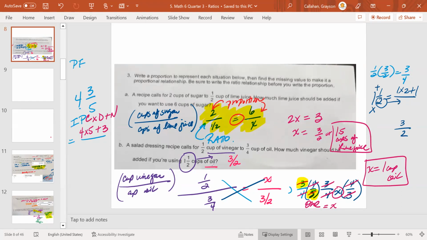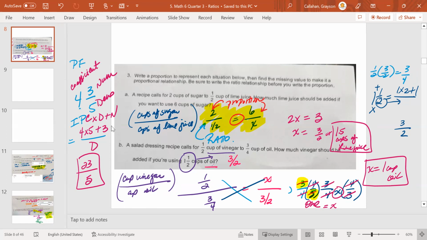This right here, the 4 is called a coefficient. The 3 is the numerator. The 5 is the denominator. The bottom is the denominator. So it'll be 23 over 5. Do you see that? No. It was 1 and 1/2. So that changed to 3 over 2.